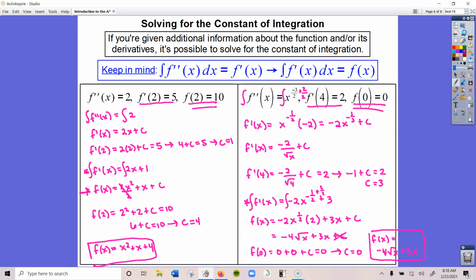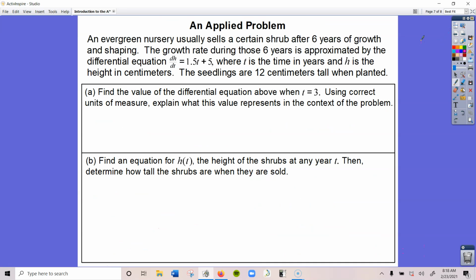Now let's look at a couple of partial FRQs. This first one says, an evergreen nursery usually sells a certain shrub after 6 years of growth and shaping. The growth rate during those 6 years is approximated by the differential equation dh over dt is equal to 1.5t plus 5, where t is the time in years and h is the height in centimeters. The seedlings are 12 centimeters tall when planted.